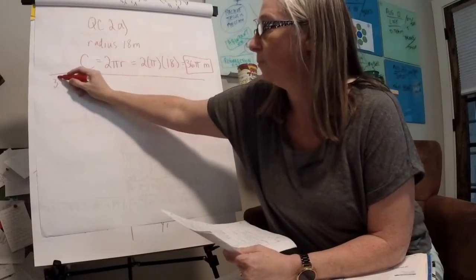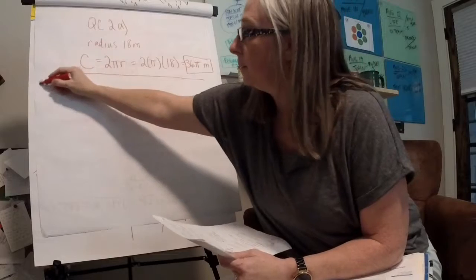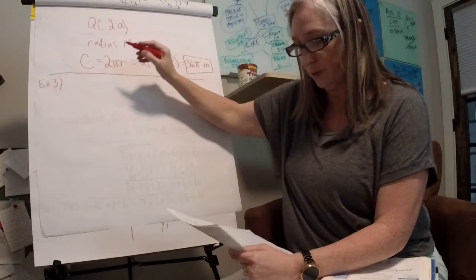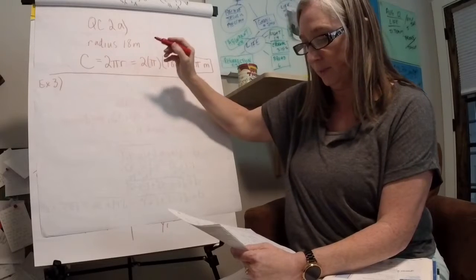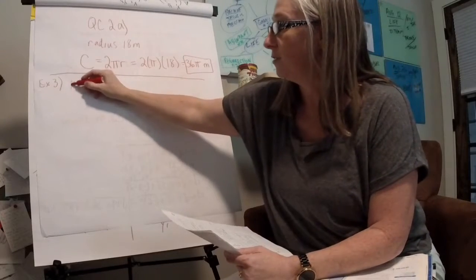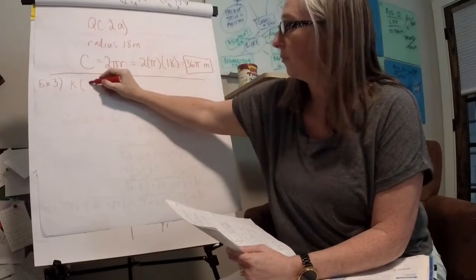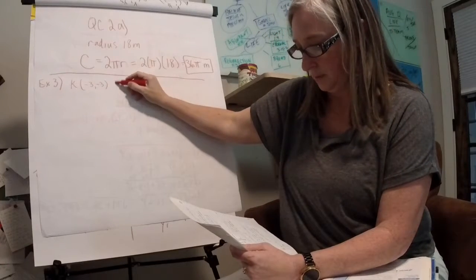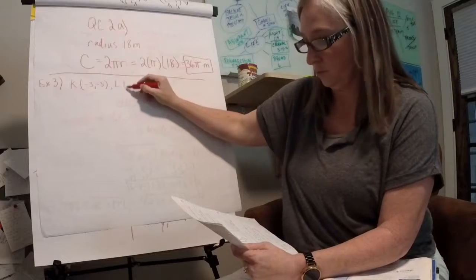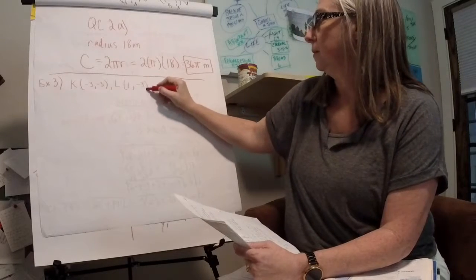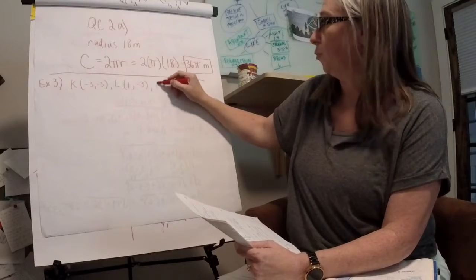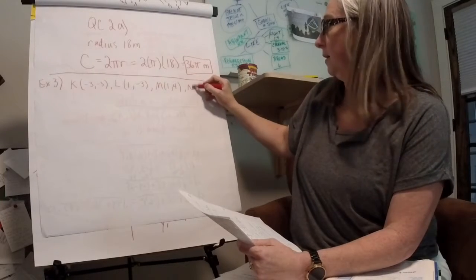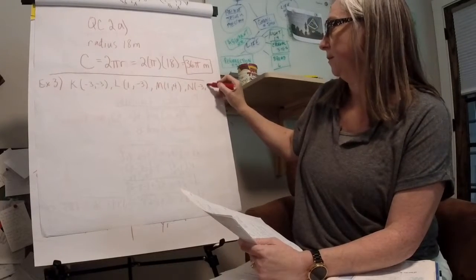So they're going to give me these points. And they're asking me to graph a quadrilateral KLMN that has the vertices that they give me. So the point K is -3, -3. L is 1, -3. M is 1, 4. And N is -3, 1.